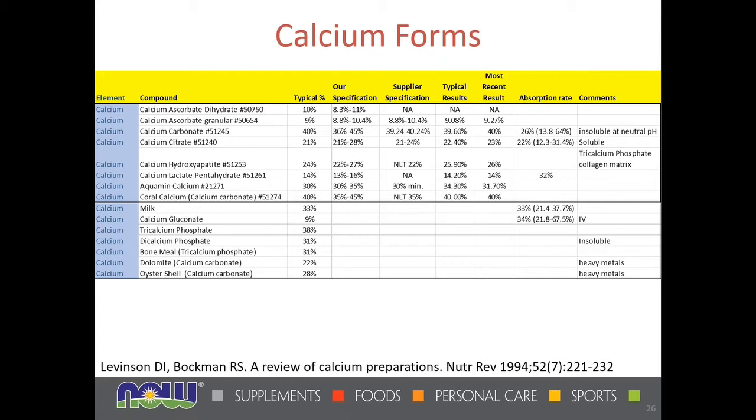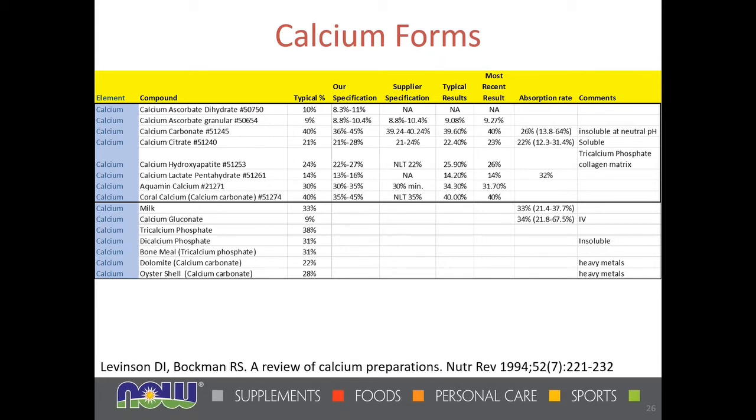Now, there's a much narrower range of absorption, bioavailability, for calcium citrate because it is soluble, and you're getting between 12.3 and 31.4% absorption. So if you have good stomach acid, you can actually absorb calcium carbonate twice as well as calcium citrate, according to the numbers from these data.